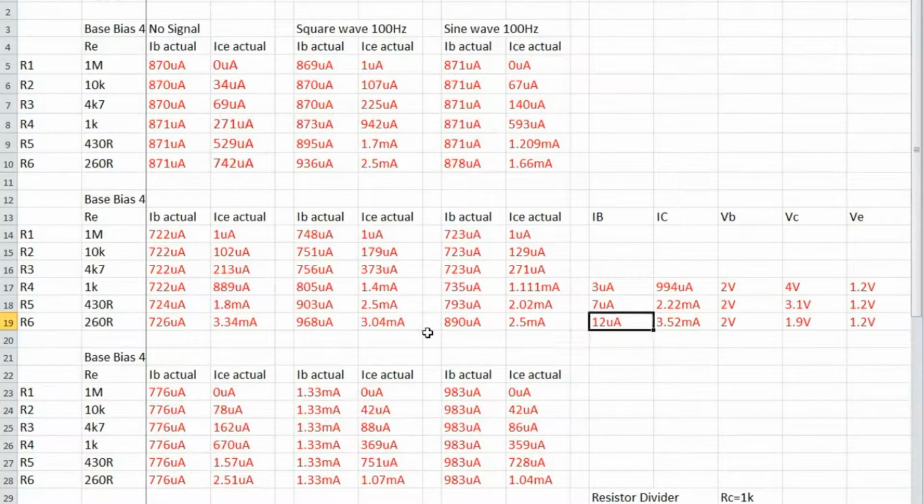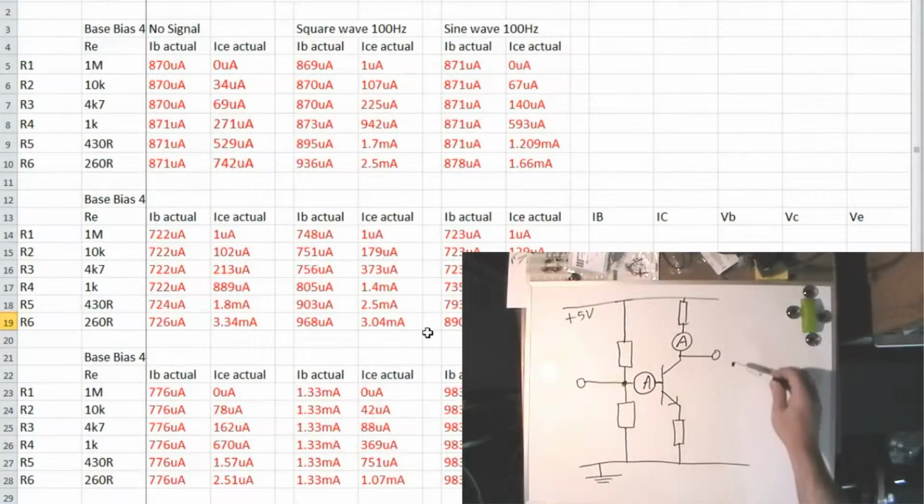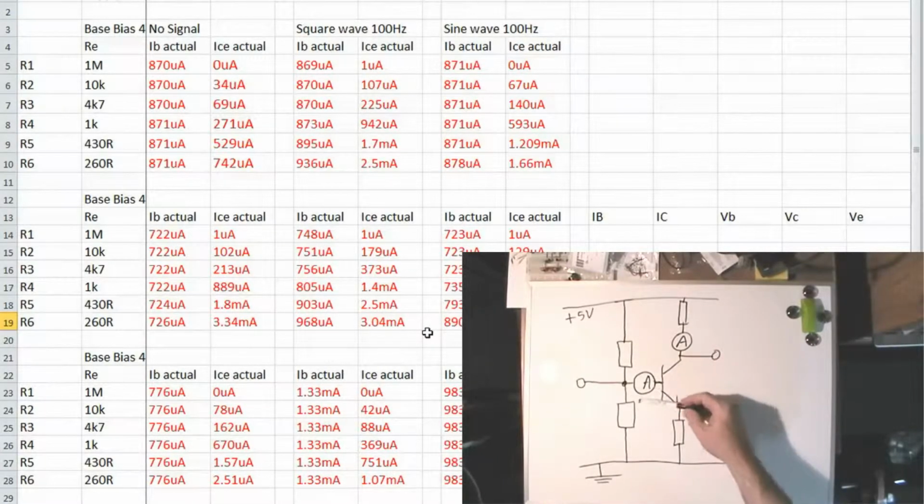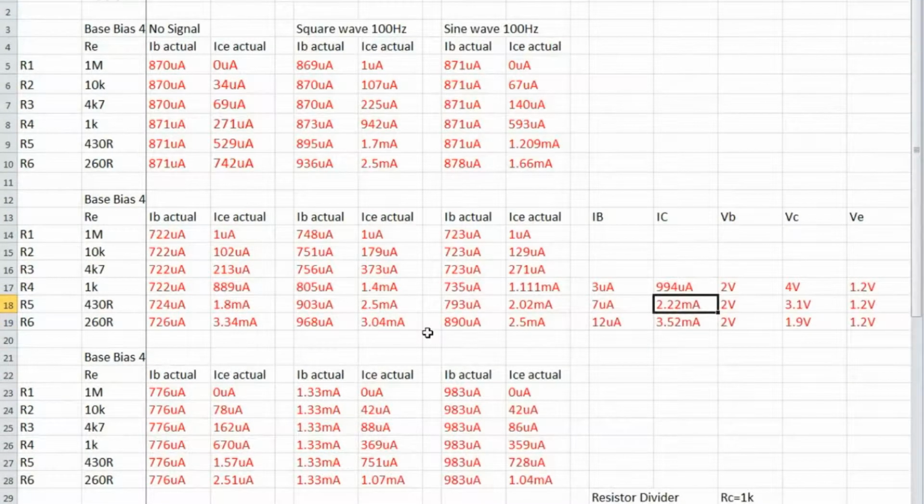But in my second setup, you can see that the base current is a lot lower, because I put the ammeter actually at the base, and the ammeter for the collector actually at the collector. Now you can see that the data is a bit different. The collector current isn't too dissimilar, it's about the same. There are variances, but it was a slightly different setup. But the base current has changed significantly. It's 722 microamps with the 1K as the emitter resistor, but on the second setup I've got 3 microamps, because I'm looking at the current directly on the base rather than across the whole resistor divider.